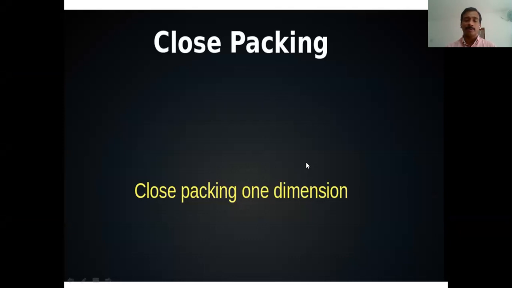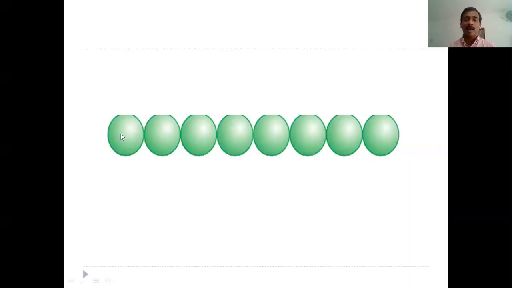Only one possibility is there. All the particles are arranged in a single line. Linear arrangement is the only one possible. Here one particle is touching the other, so they are very close to each other. Here you can see this particle is touching two other particles, so the coordination number is 2. What is coordination number? This is the number of particles which are in direct contact with one particle. So here the coordination number is 2.